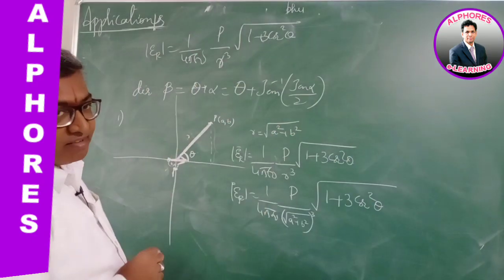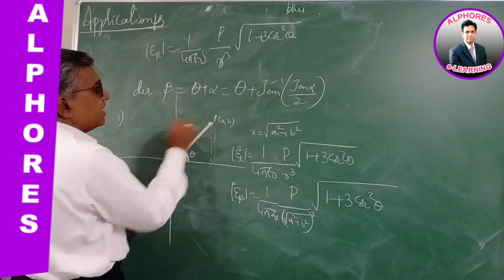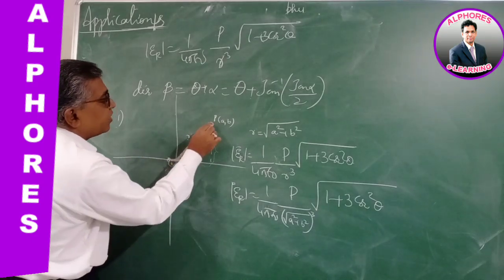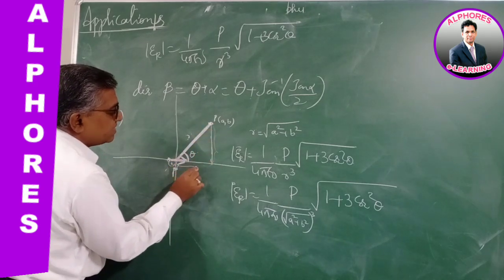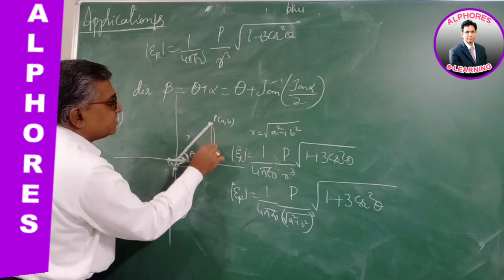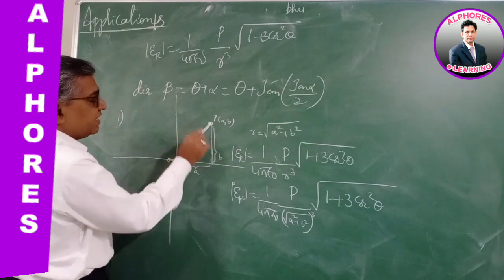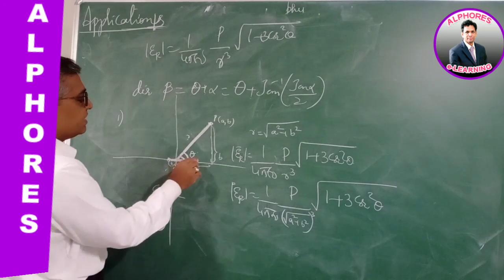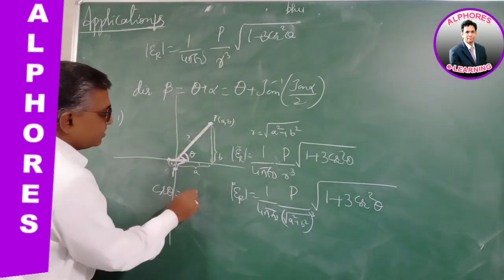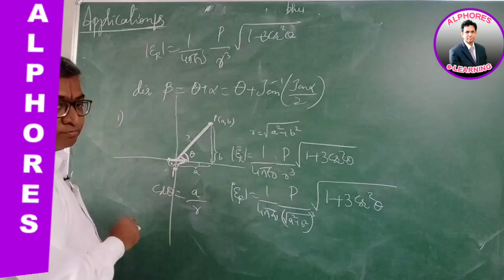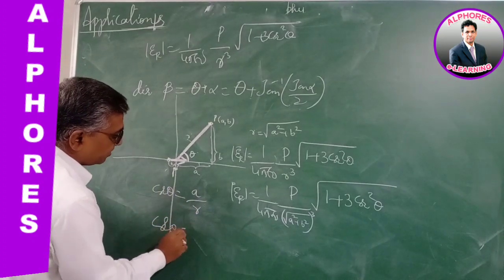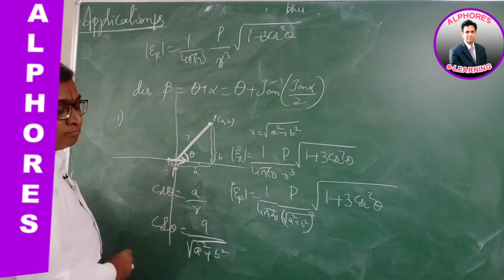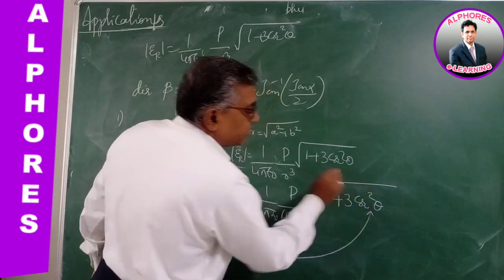Now theta is not given there. We are given just the coordinates, so we have to find the angle. When I drop a perpendicular from here to here, this distance is A and this distance is B. This is a right angle triangle. Now from this, please find what is cos theta. Cos theta is adjacent by hypotenuse, so it is A by R. So cos theta is equal to A by under root of A square plus B square. Substituting this at this point.